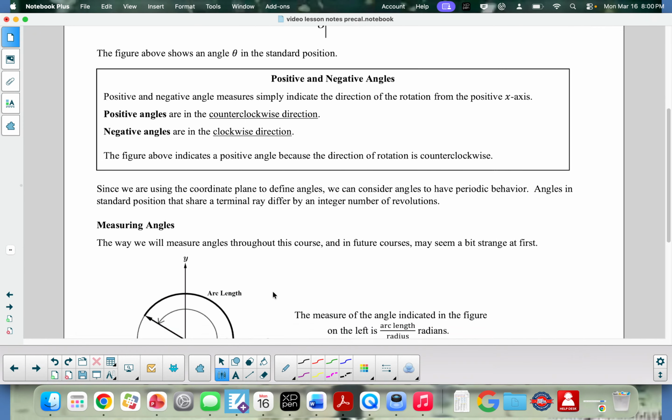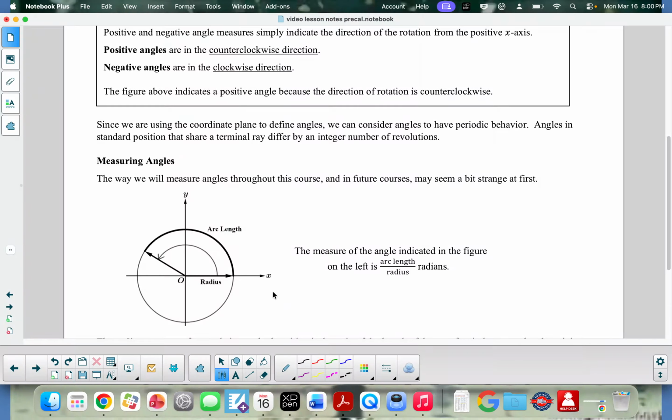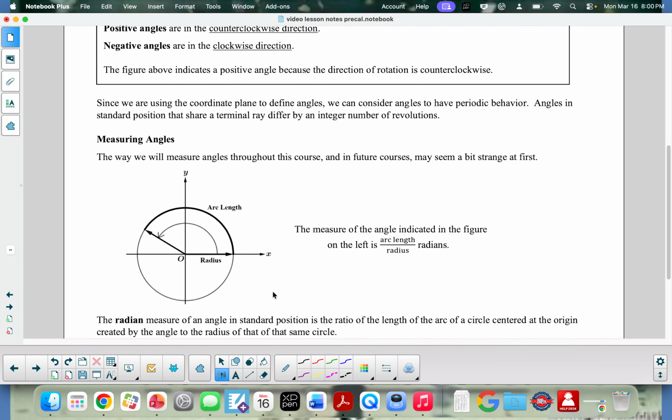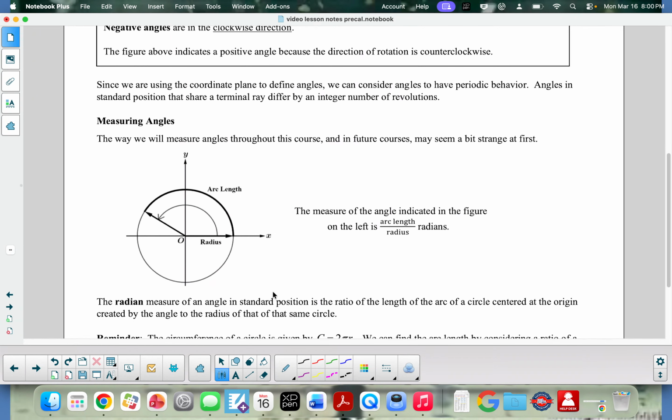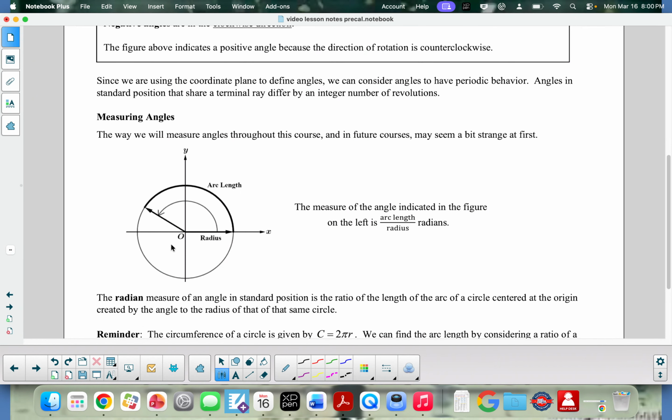Very, very important. Highlight it, box it, star it, whatever you're going to do, or put a little sticky note up in your room somewhere, because this is how we actually show the work for this. An angle theta is the arc length, which is the length of the circle that is created by that angle, divided by the radius of the entire circle.